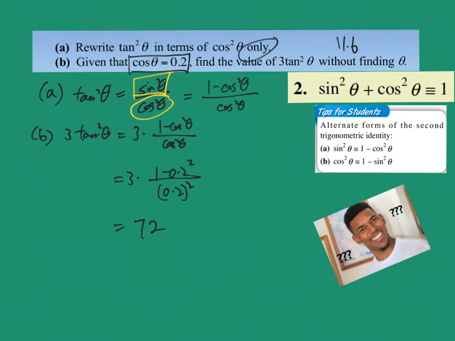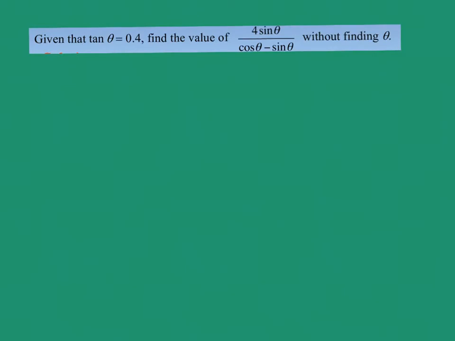Now, you may ask, can I use the method mentioned in 11.6? I'm going to show you in the next example. Let's go. Now, given that tangent theta equals 0.4, find the value of 4 sine theta over cosine theta minus sine theta, without finding theta again. Again, try to pause the video and use your own way to do it first. Then you come back and see the two methods.